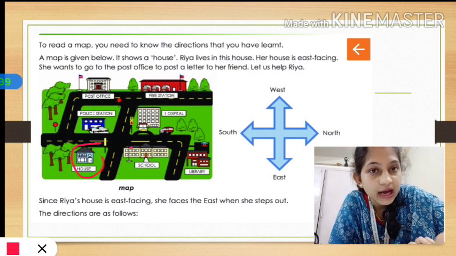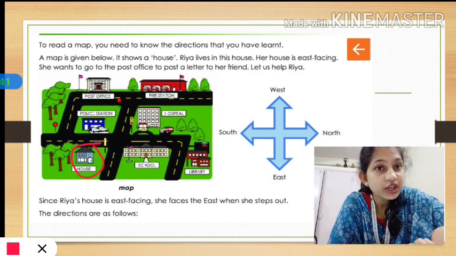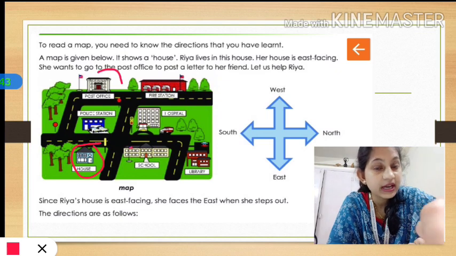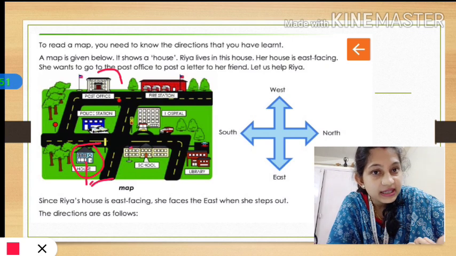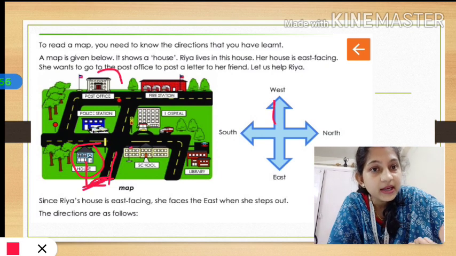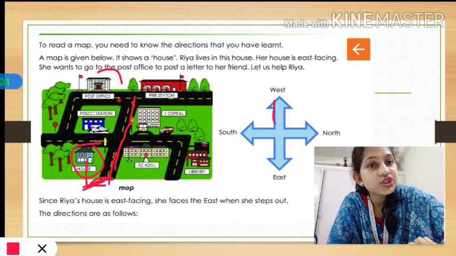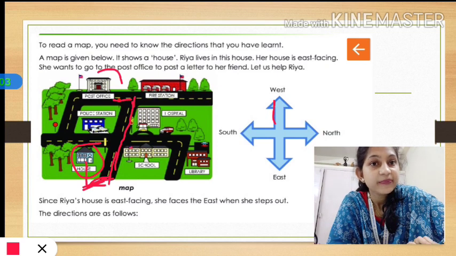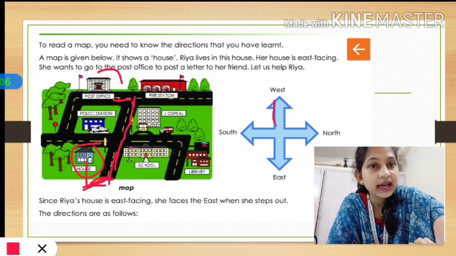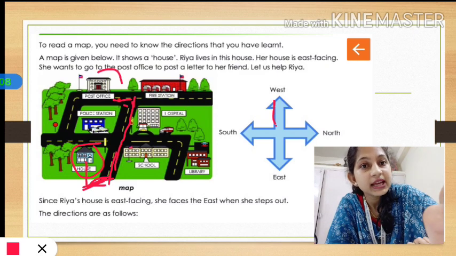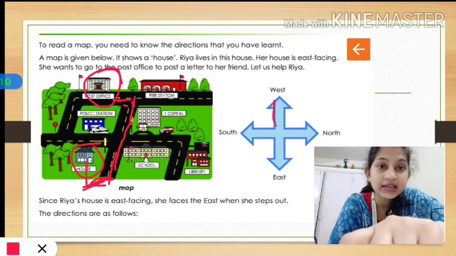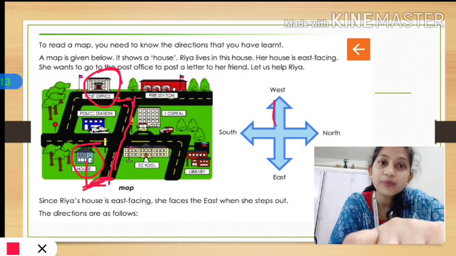See, this is the house of Ria, and she wants to go to the post office. And how is she going? Her house is east facing. So firstly she has to step out of her house, then she has to move left, isn't it? This is left. Then she will be moving toward west. See, this direction is west now. She will be moving toward west, and then again she has to move to the left side. And in the south direction, see this side, this direction is south. In the south direction there is a post office, and like this she is going to reach the post office.